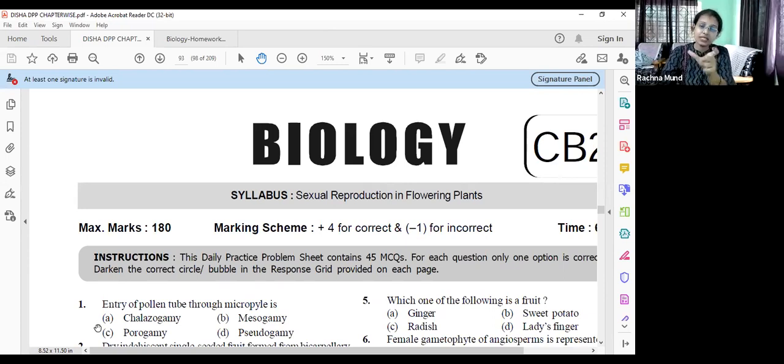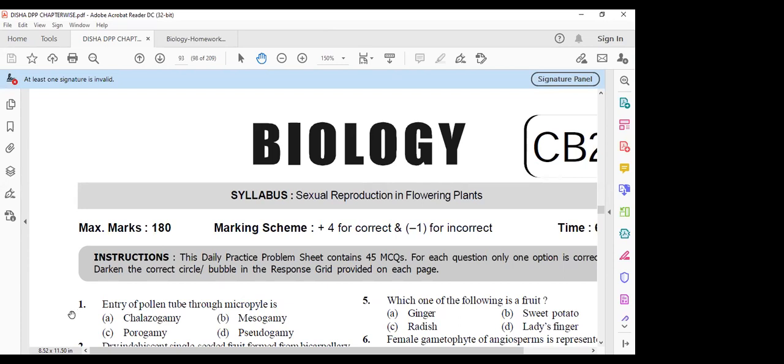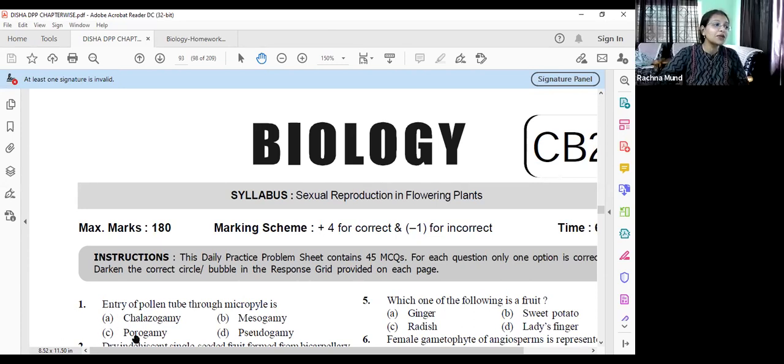Okay. Now from this information only, please answer the first question again. Entry of pollen tube through micropyle is porogamy. Okay. Entry of pollen tube through micropyle is called porogamy. Remember, pores means micropyle. So the word related is porogamy. Yeah. Now let us understand what is chalazogamy, mesogamy, and pseudogamy.